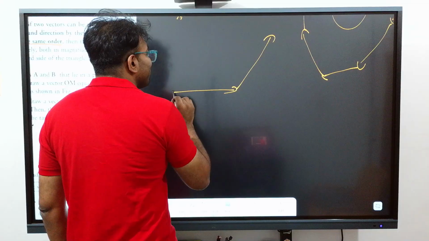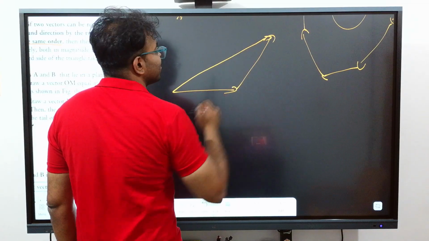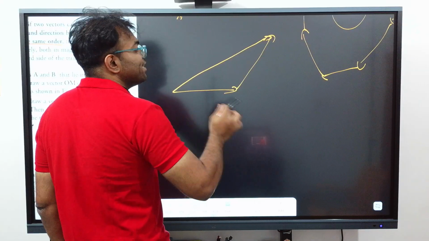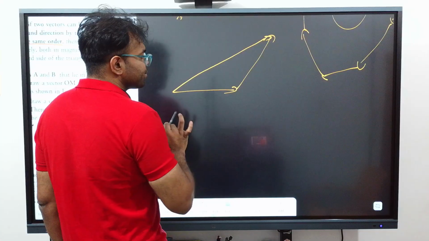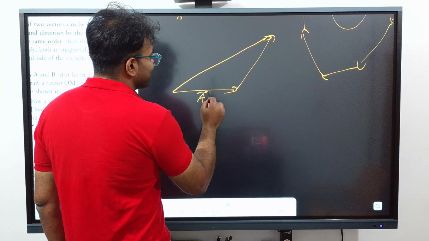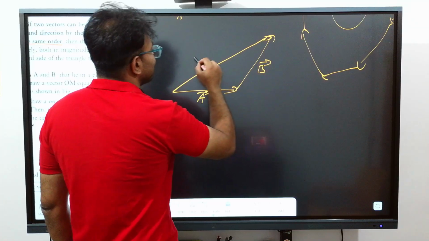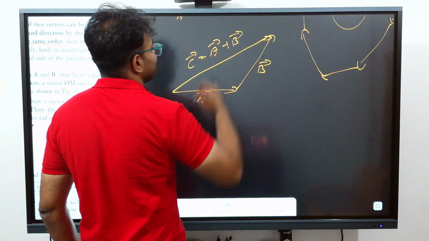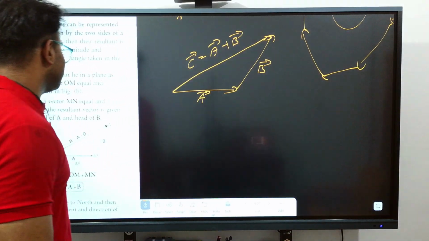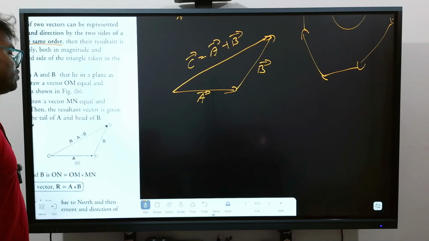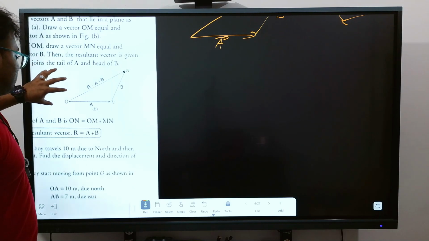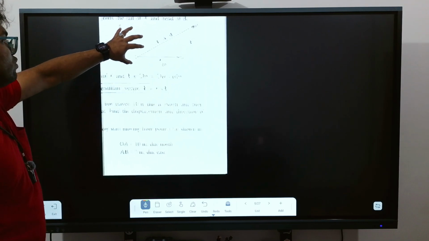Then the third side of the triangle represents the resultant of these two vectors in the order opposite to it. If this is the A vector, this is the B vector, then this becomes the C vector, which is equal to A vector plus B vector. So this is called the resultant of the two vectors. Understood? This is called the triangular law of addition. Now, Drupad, look at this. Let us look at it with a question.